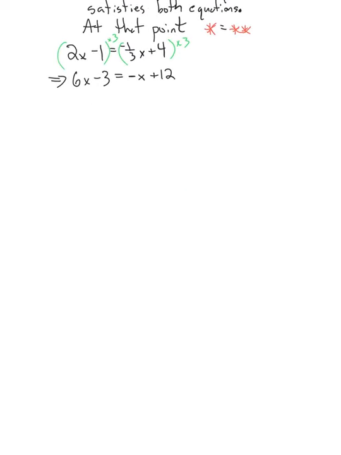So what do we have here? We have 6x minus 3 equals negative x plus 12. Let's add x to both sides, and let's add 3 to both sides. So what do we get? 6x plus x is 7x. Negative 3 plus 3 is 0. Negative x plus x is 0. And 12 plus 3 is 15. Divide both sides by 7, and we get that x is 15 sevenths.